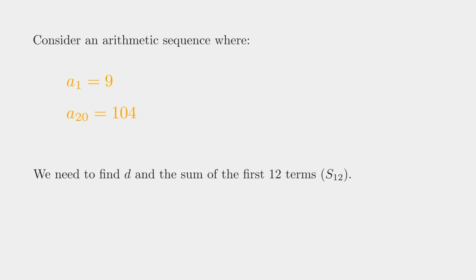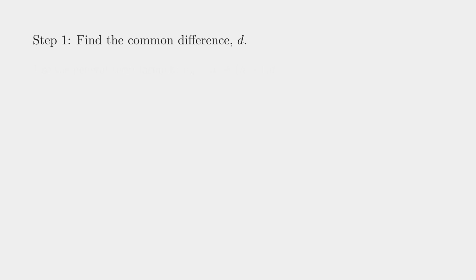Notice that n equal to 12 is not the last position, which is 20. Our first step is to find the common difference d. We'll use the general term formula for an arithmetic sequence. an is equal to a1 plus n minus 1 times d.